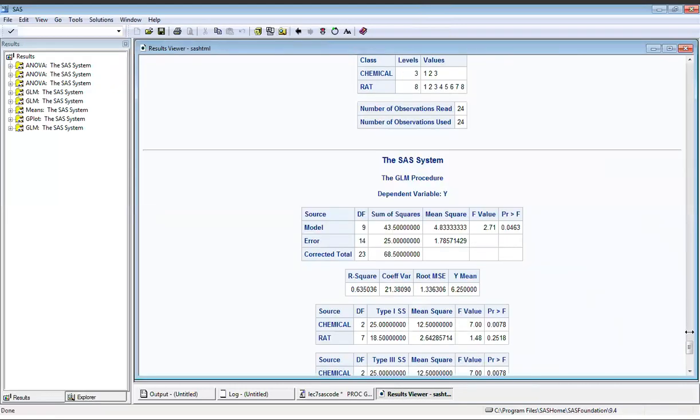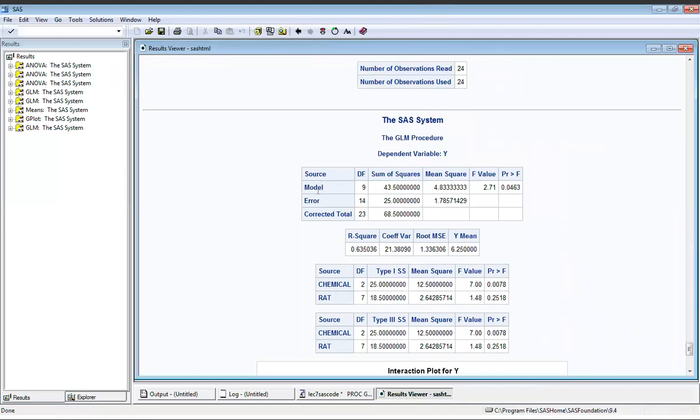All right, so here's the result. So the first one is the test for the entire model. So this includes 2 factors, the factor of chemicals and also the factor of the rats. And then we have this error term. And then we will have two analysis of variance tables because we use PROC GLM. So the first one is the type 1 sum of squares and type 1 F test. The bottom one is the type 3 sum of squares and type 3 F test.